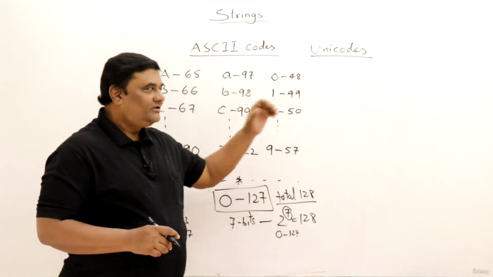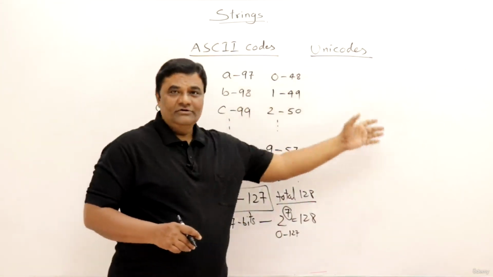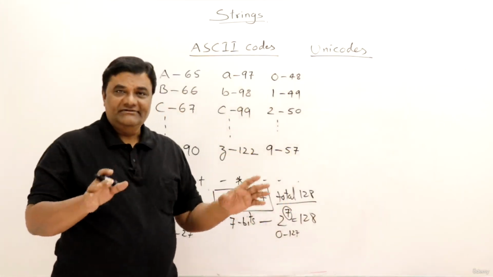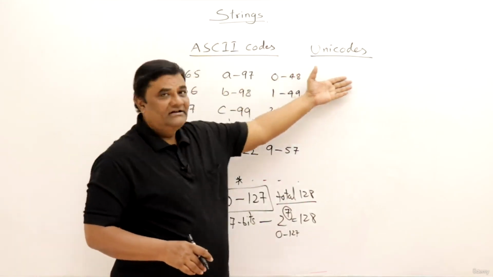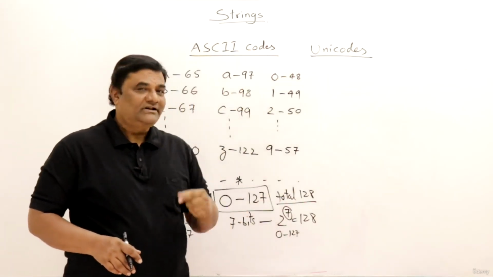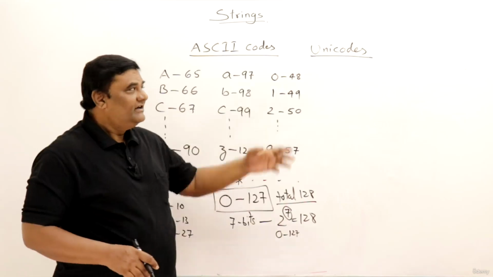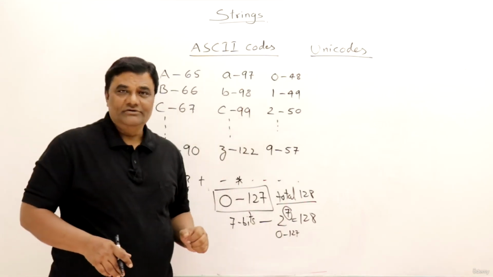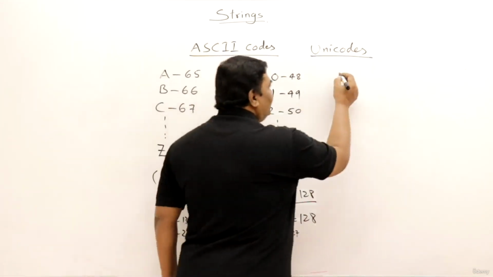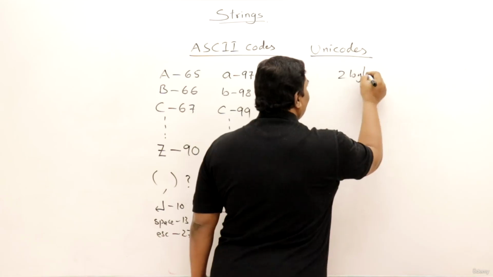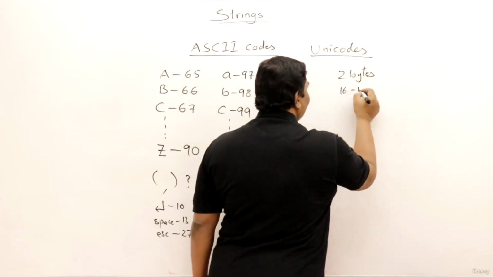Now I'll tell you a little bit about Unicodes. Unicodes are for all the languages. So ASCII codes become a subset of Unicode. Like English is also one of the languages, so it becomes a subset of Unicodes. Unicodes take 2 bytes of memory. 2 bytes, that is 16 bits.